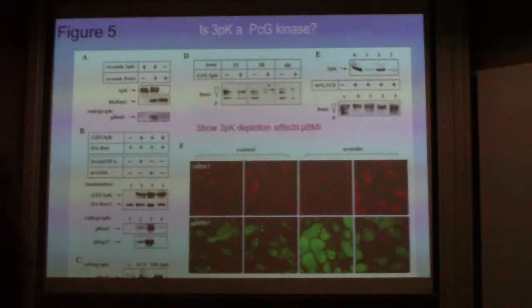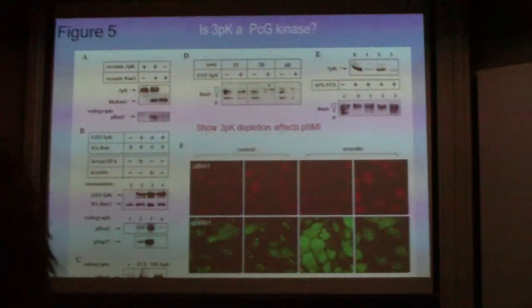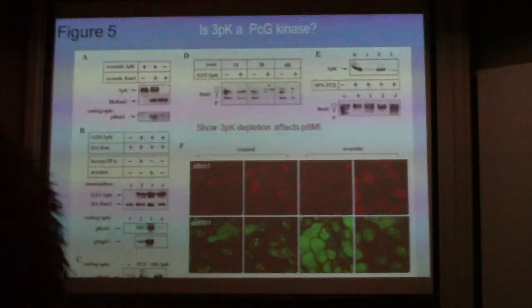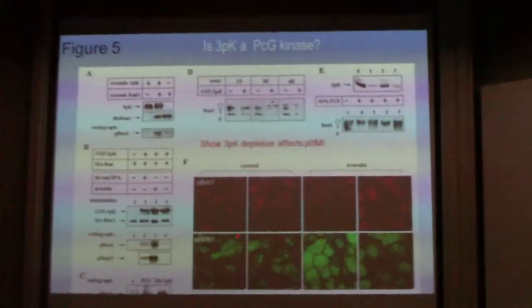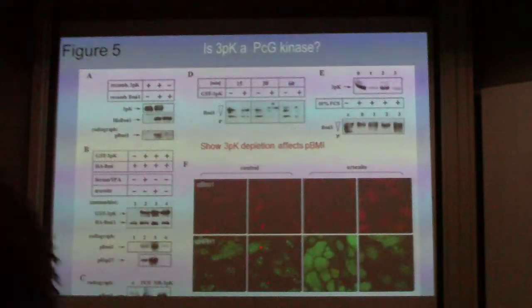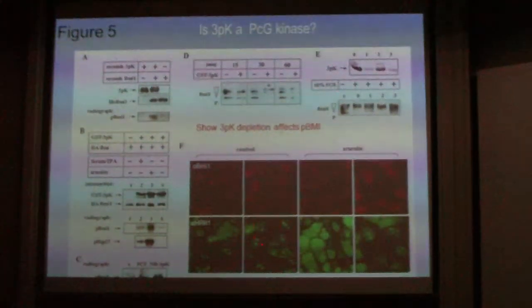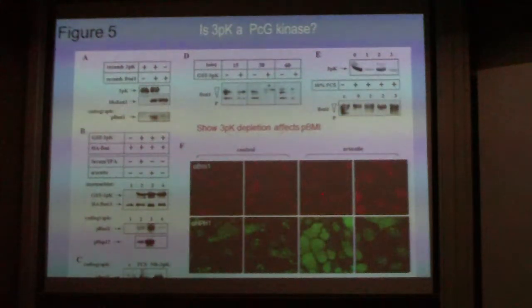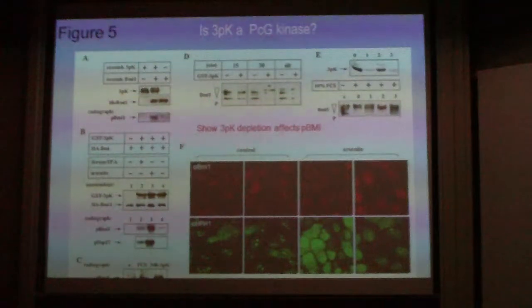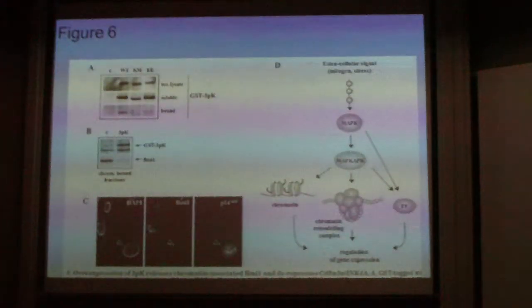Let's look at it in color. Normally, we expect BMI to dissociate. So this is control. This is control. This is RNAi vector against 3PK. This is not stimulated, this is stimulated. Whereas normally you lose your polycomb, in this case you spread it out. Now you don't lose it. You lack the kinase. All right? So that shows you very nicely that.